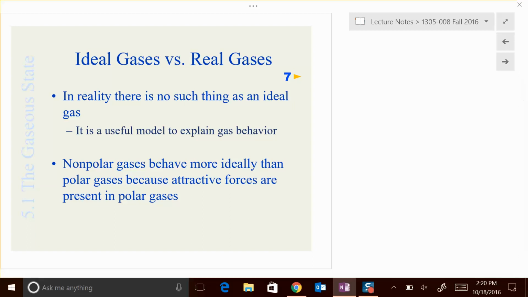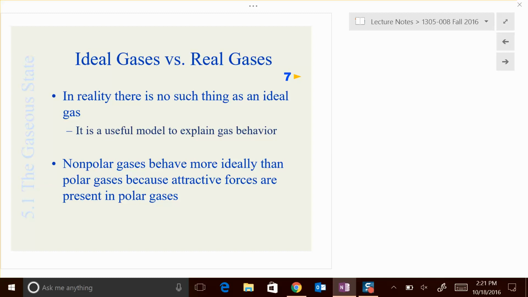Now, in reality, everything I told you is a lie. There's no such thing as an ideal gas, just like there's no such thing as an ideal child. They just don't act like you want them to. You guys know you were kids. You gave your parents grief. That's how these gases are. They give us grief because they don't act how you want them to.